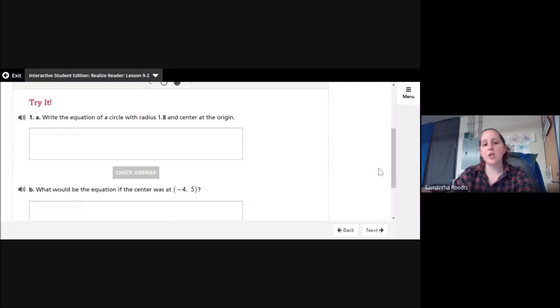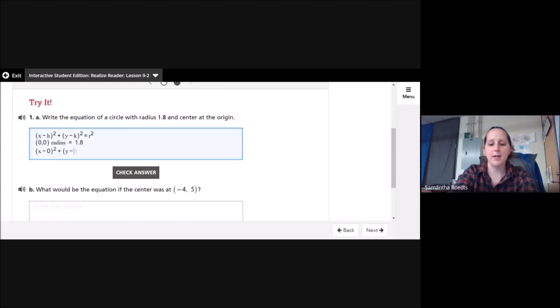All right, let's try it. Write the equation of a circle with radius 1.8 and center at the origin. So in order to write a circle, I have (x minus h) squared plus (y minus k) squared equals r squared. We know that 0, 0 is the origin, so that's where it's centered, and our radius equals 1.8. Now we just substitute in the values. So I have (x minus 0) squared plus (y minus 0) squared equals 1.8 squared. When I simplify this, I get x squared plus y squared equals 1.8 squared, and you can just leave it like that.